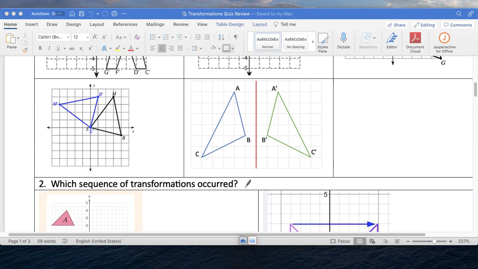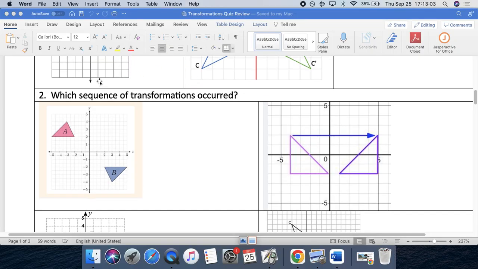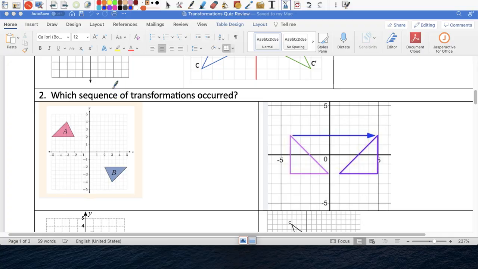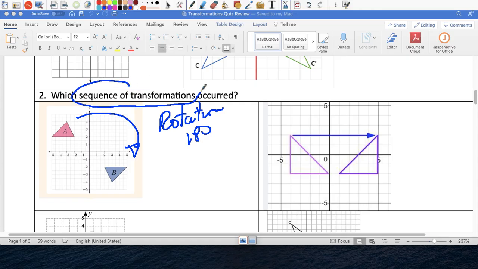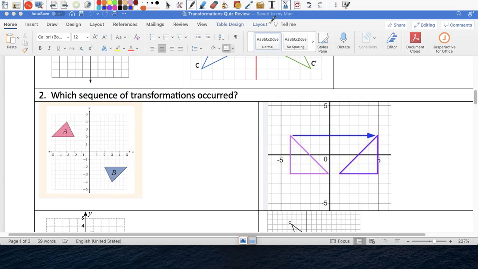Bottom two, sequence. The moment you see the word sequence, it's two or more transformations that took the original to the image. So in this case here, A and B, how did A get to B? Now, if you did a single transformation, it would be one rotation, one rotation, 180 degrees, took this triangle A here. But they're not asking for one transformation, they're asking for a sequence, meaning one following the other, right? So you can always, and nothing ever stops you on the quiz, try it out.